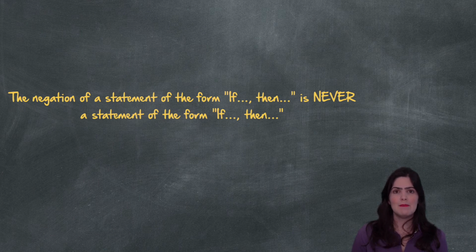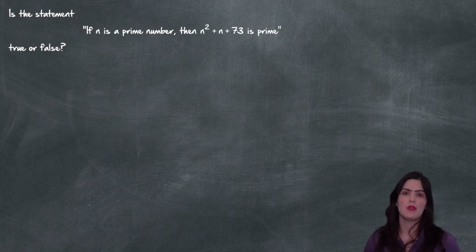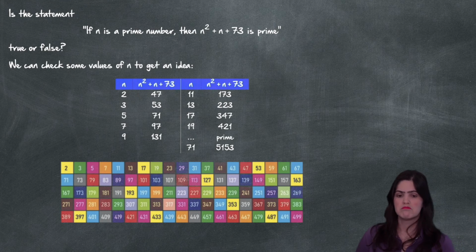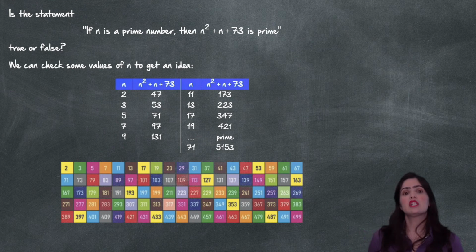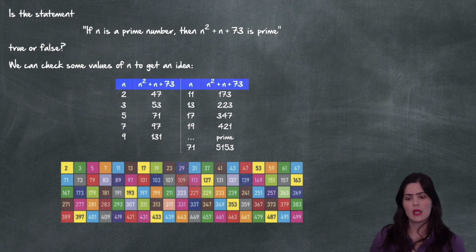Okay, that being said, let's go back to that statement: if n is prime, then n squared plus n plus 73 is prime. I asked you in another video to think about whether this was true or false. Let's take a deeper look at it. Well, something I can do is check some values of n to get an idea. So here I started looking at prime numbers.